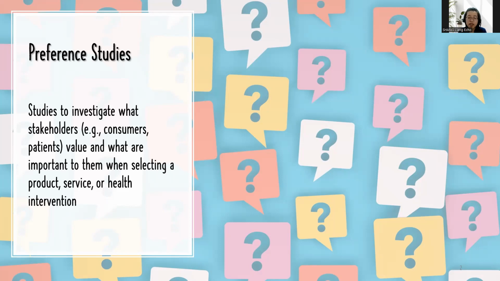For example, it has been used very often in market research, like when a company wants to understand consumers' preferences towards a particular coffee product or coffee brand, they may conduct a preference study to understand what are the key considerations of their customers, or what are the most important features of a coffee product to their consumers, to their customers.